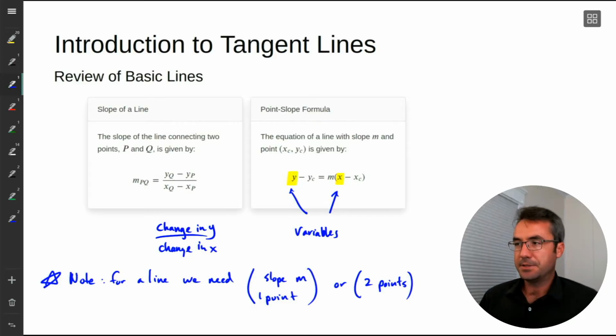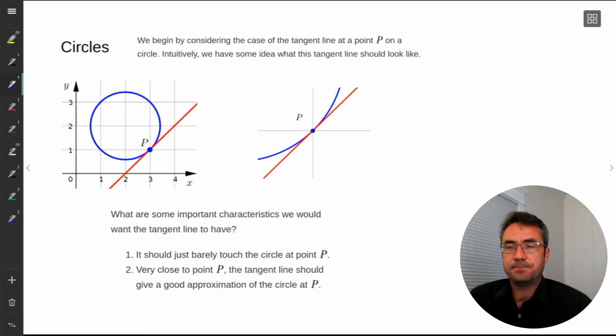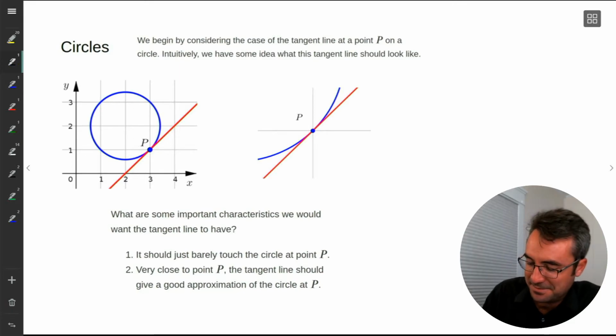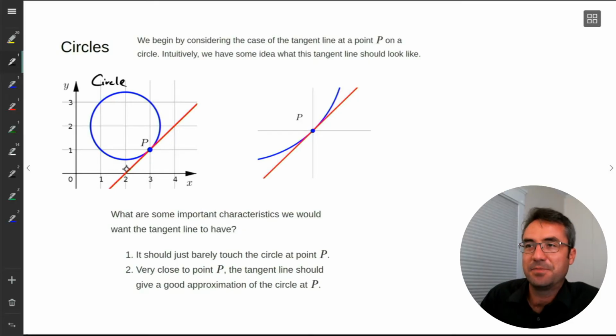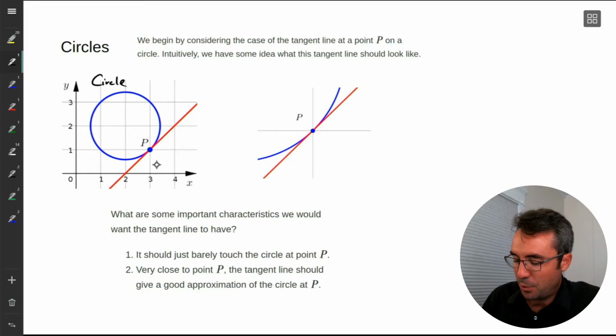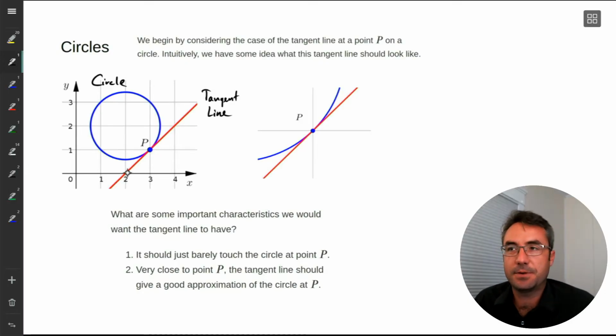Okay. So the question is, given a graph, we want to construct the tangent line at point P. And we're starting by talking about circles. So here we go. We have a circle here, hopefully everyone sees that. And we're interested in this point P. We have some intuitive idea of what a tangent to a circle is. So there are some important characteristics. Here's our tangent line at point P. That line is tangent to the circle. And what are some of these important characteristics?